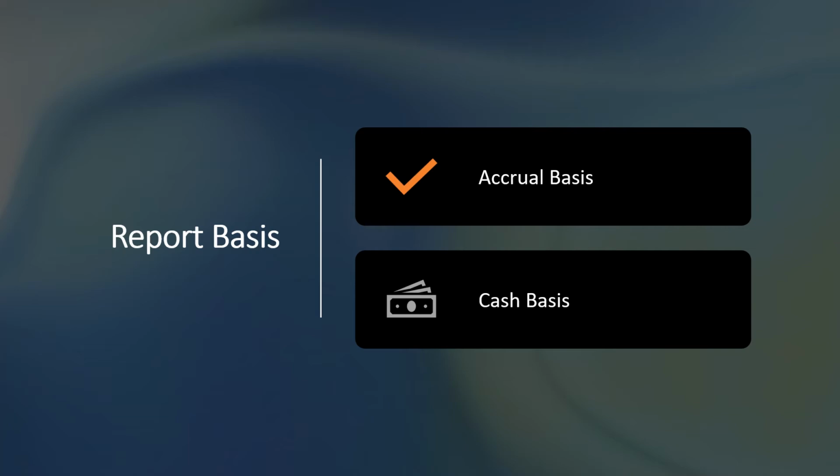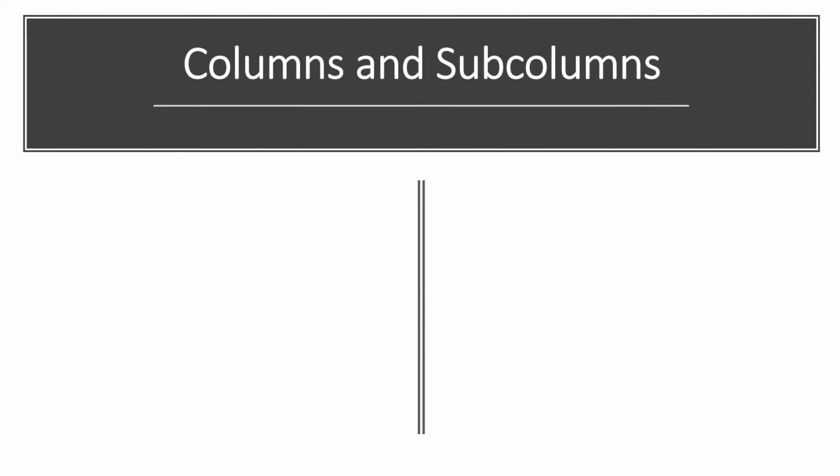Remember that publicly traded companies are required to use the accrual basis of accounting, revenue GAAP, and that companies need to use the same accounting principles and methods from year to year, consistency GAAP. Columns and subcolumns.